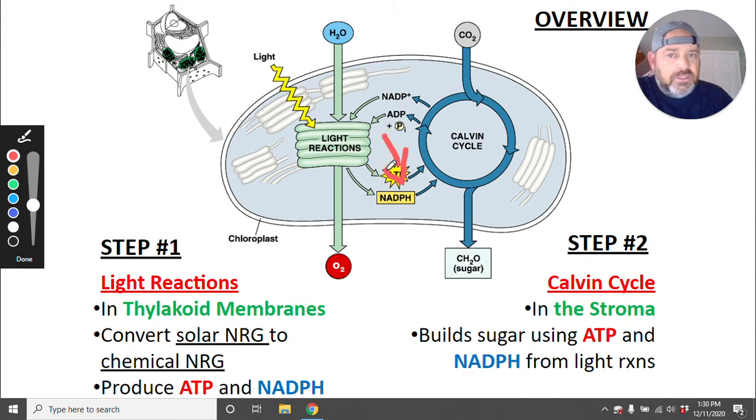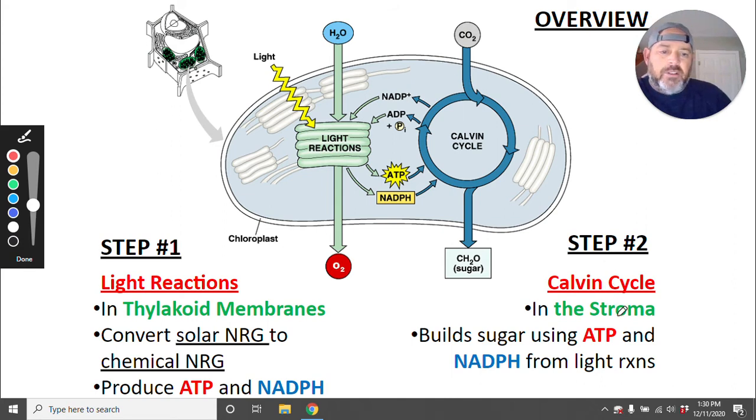Okay, photosynthesis's job is not to build ATP, it's to build sugar so that it has a way to store the energy in those glucose bonds, and then it can use it when it needs to, right? Because plants have mitochondria. They're going to break down that sugar through cellular respiration later, okay?